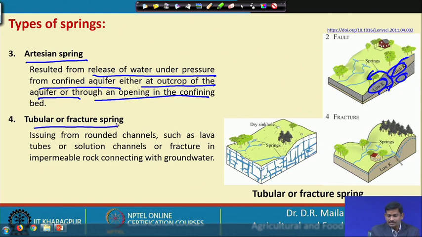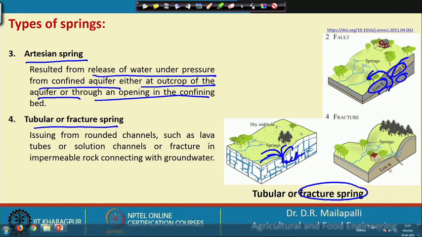And the tabular fracture spring. Sometimes what happens, there are fractures, if you see. All the fractures are interlinked. The water from this fracture, and finally, if there is a way out, all the fractured water will be oozed out as a spring. This is called a fracture spring, the same thing here.